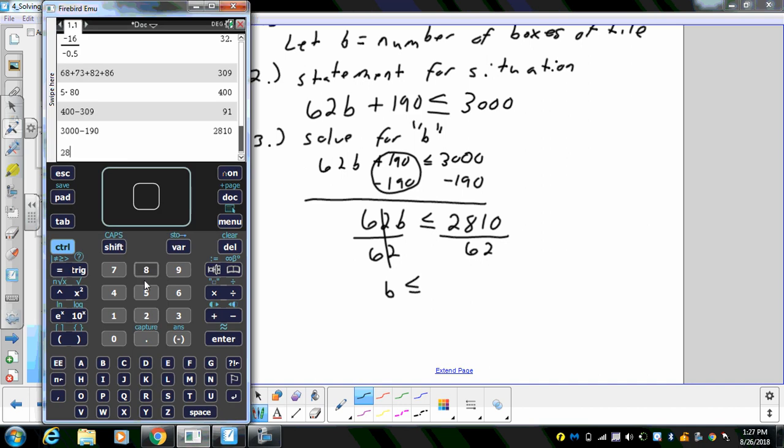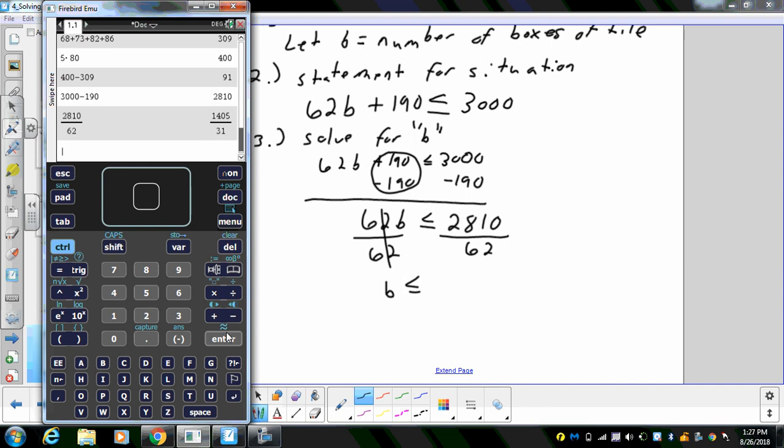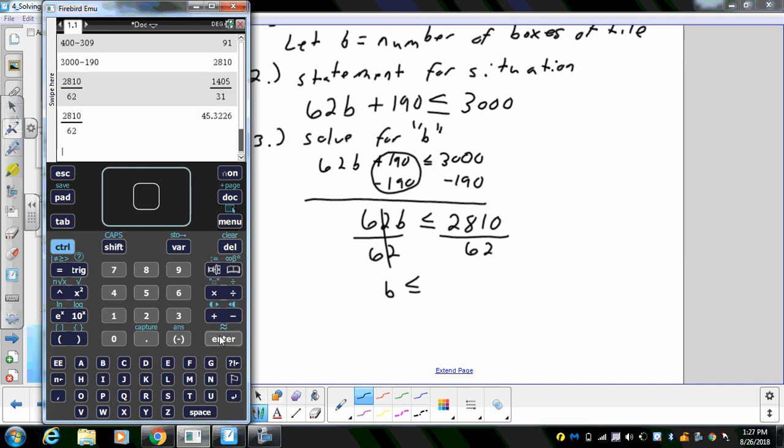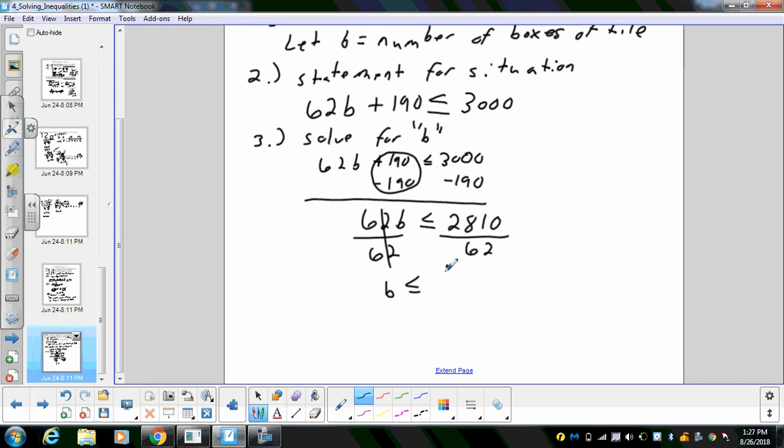So type that in our calculator. Again, it gives us a fraction, so we do Control Enter to make it a decimal, and it says 45.3266. Right? That's what it gives. So 45.32, something like that. Alright. So let's finish this question off.